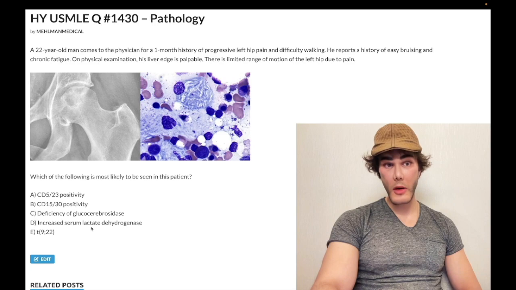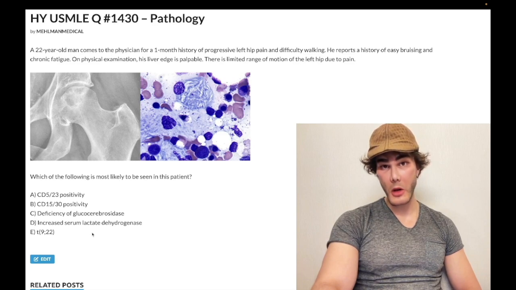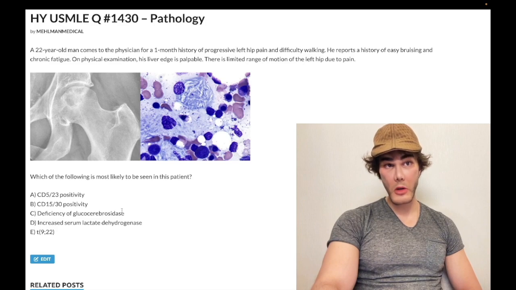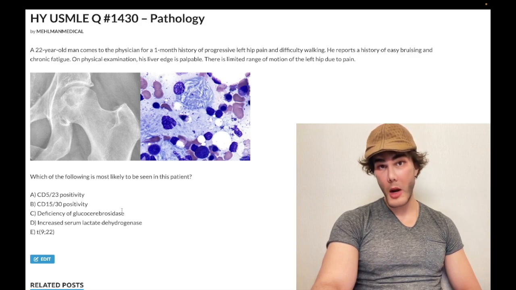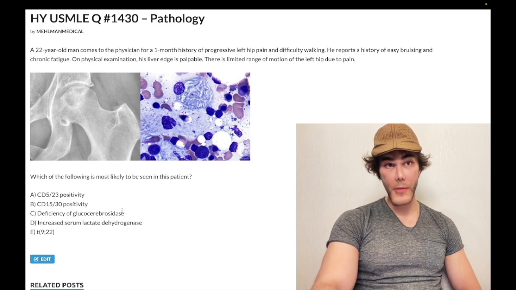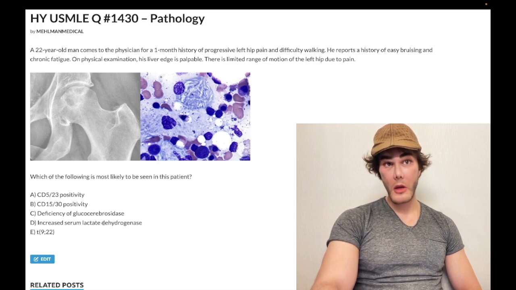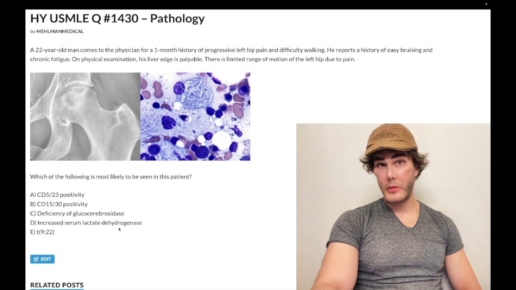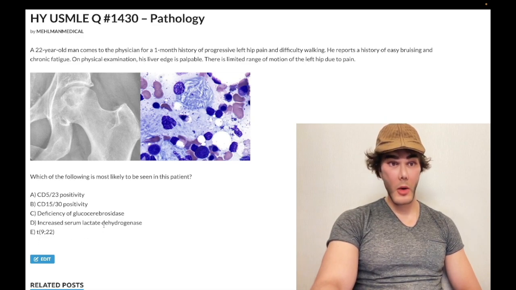Choice D, 9;22 translocation, Philadelphia chromosome, BCR-ABL, oncogenic tyrosine kinase fusion protein. Wrong answer. Okay, so you're going to see a motley mix or a soup, a medley on a smear, which is your metamyelocytes, promyelocytes, and just regular myelocytes. So that's CML. And you're going to treat with imatinib, which is going to target the BCR-ABL tyrosine kinase. Wrong answer.